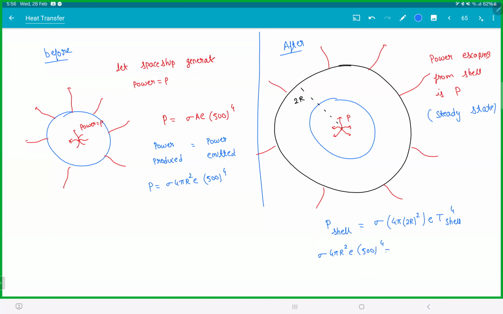Is this statement making sense? Whatever power the spaceship produces, that should be escaping the outermost shell. If inflow is not equal to outflow, the system is not in steady state, the temperatures won't be constant. Clear till here?